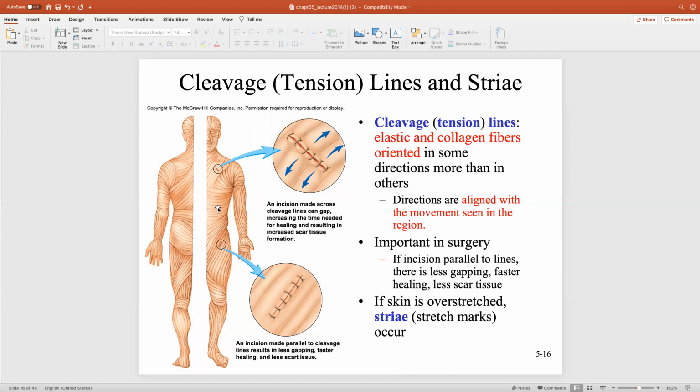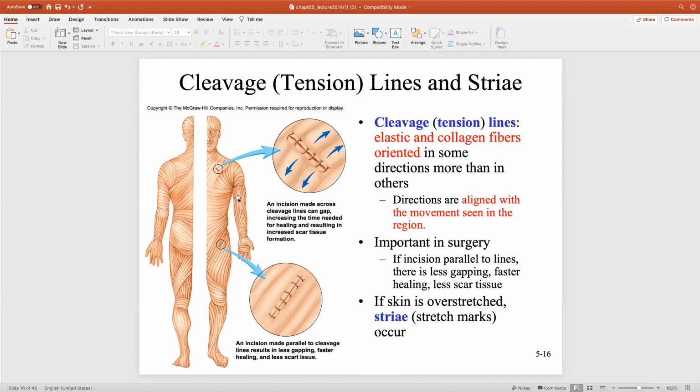Now, the tension lines follow the overall patterning of the muscle underneath the skin. Tension lines are formed by elastic and collagen fibers oriented more in some directions than others. The direction is usually aligned with the movement in that area. What do we mean? Take a look at your arm right here.